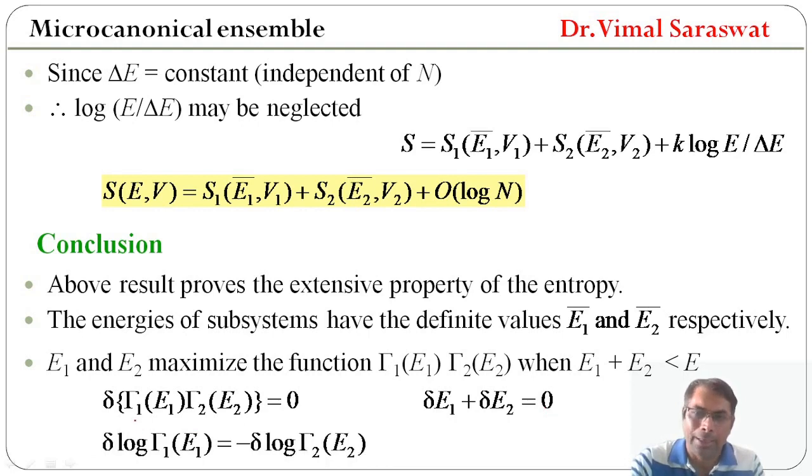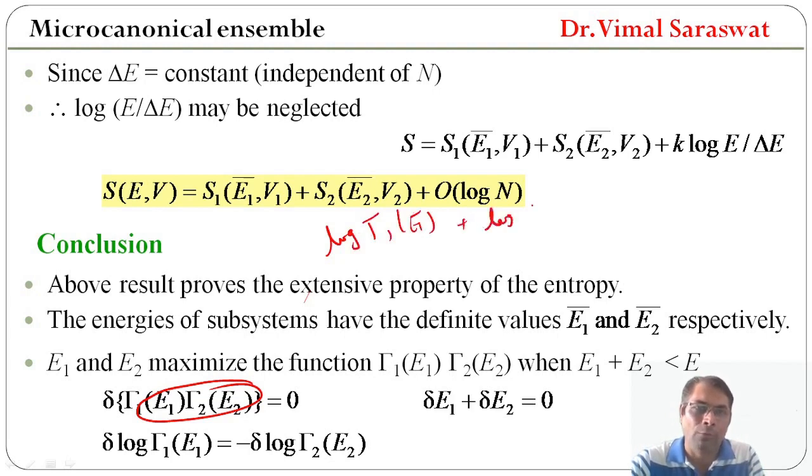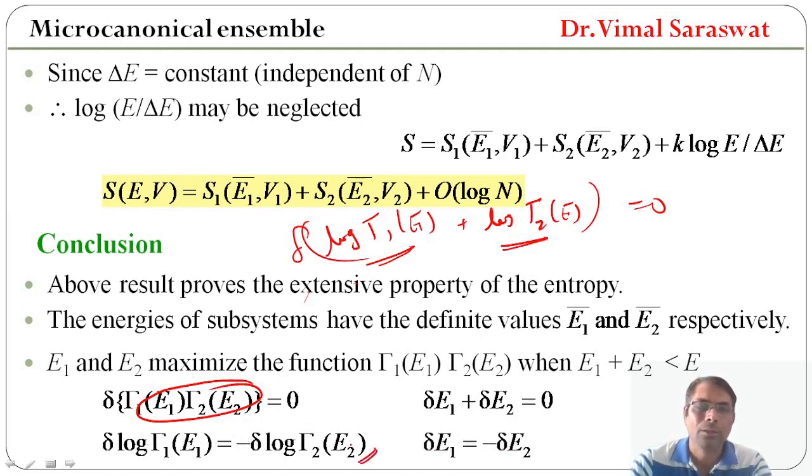Since δ(γ1(E1)γ2(E2)) equal to 0, it means δ of log(γ1(E1)γ2(E2)) will also be 0. So, on taking the logarithm of this function, we get log of γ1(E1) plus log of γ2(E2), and its differential is 0. So δ log γ1(E1) is equal to minus δ log γ2(E2), which we have written here. And from here, δE1 equal to minus δE2.